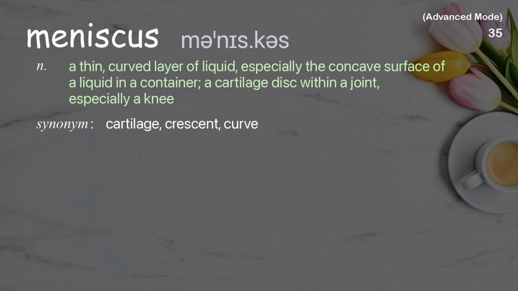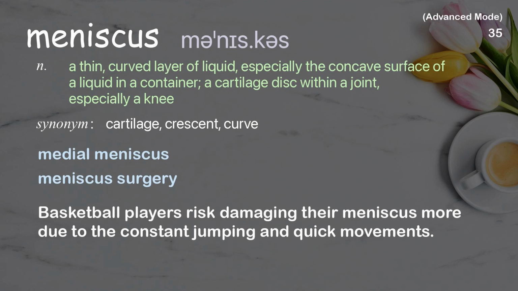Meniscus. A thin, curved layer of liquid, especially the concave surface of a liquid in a container, a cartilage disc within a joint, especially a knee. Examples: Medial meniscus. Meniscus surgery. Basketball players risk damaging their meniscus more due to the constant jumping and quick movements.